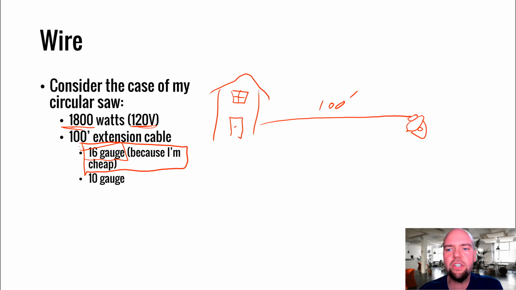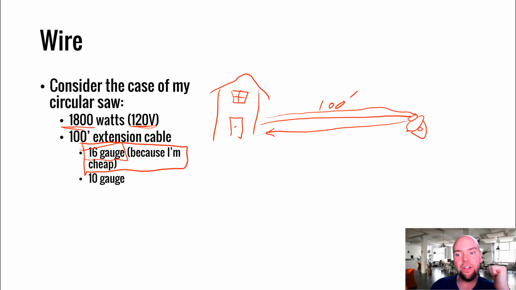So one thing to note also is when we say it's a 100-foot extension cord, there's one wire that goes out to the saw, but then there's another conductor where the current flows back. It's AC, so it's kind of going both ways. But essentially, the current is traveling down a 100-foot stretch of wire and then back another 100-foot stretch of wire. So a 100-foot extension cord is really 200 feet of wire. And so that's something to keep in mind.